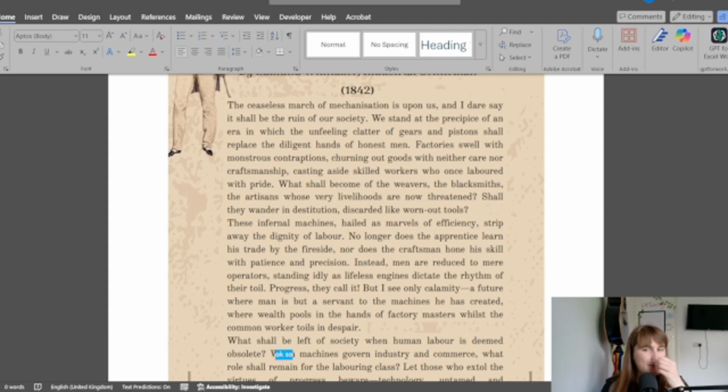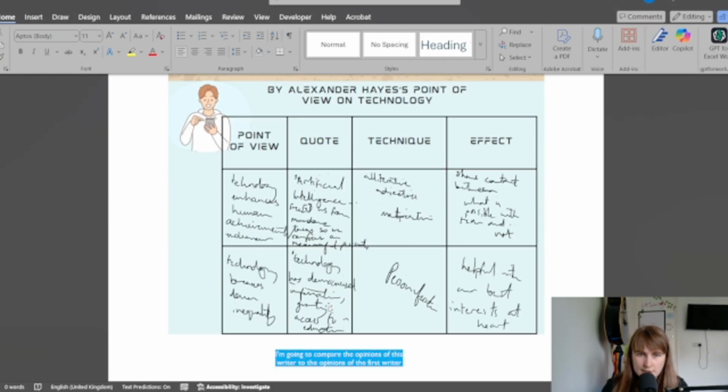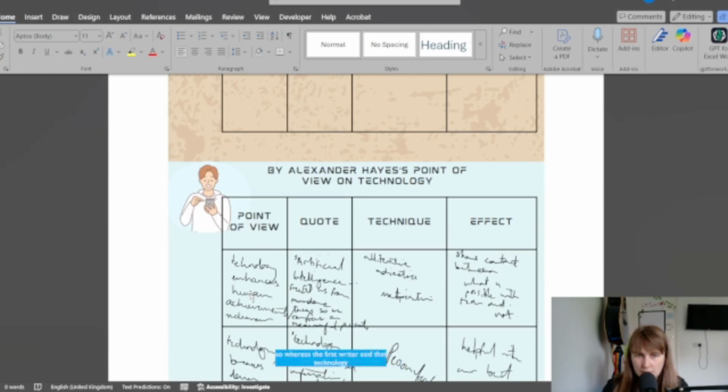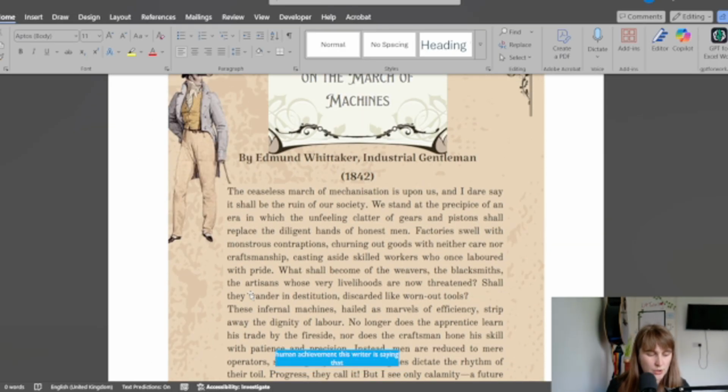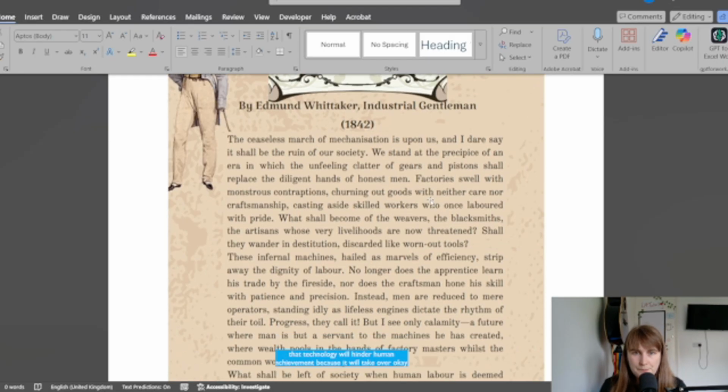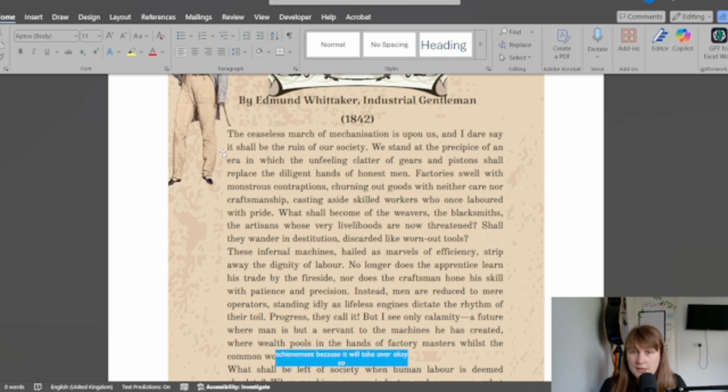Okay, so let's have a think then. I've got in mind what I said for the first source, so I'm going to compare the opinions of this writer to the opinions of the first writer. So, whereas the first writer said that technology enhances human achievement, this writer is saying that technology will hinder human achievement because it will take over. So like for example, in that first sentence, the ceaseless march of mechanization is upon us. It shall be the ruin of our society.